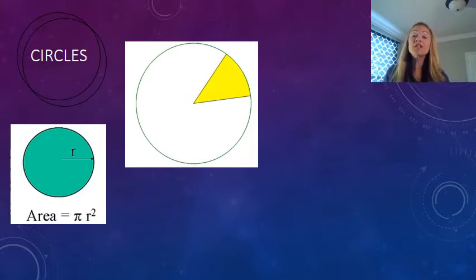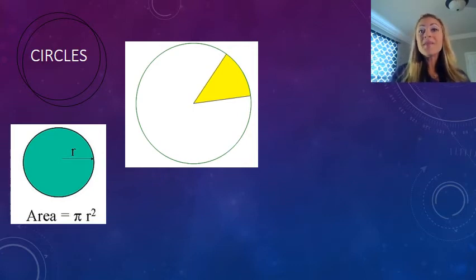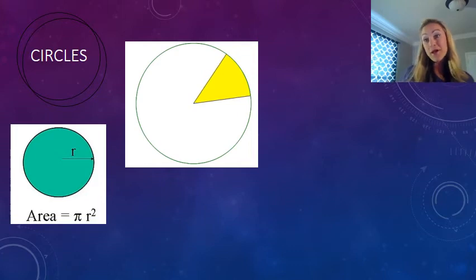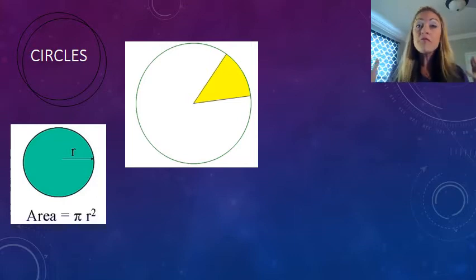Hey, today we're going to talk about circles. Mainly we're going to talk about area of circles. So here we go. The nice thing is we have a formula. Y'all know I love me a formula because I can just take those numbers, plug it in, and let the calculator do the work. So the formula for the area of a circle is pi r squared.